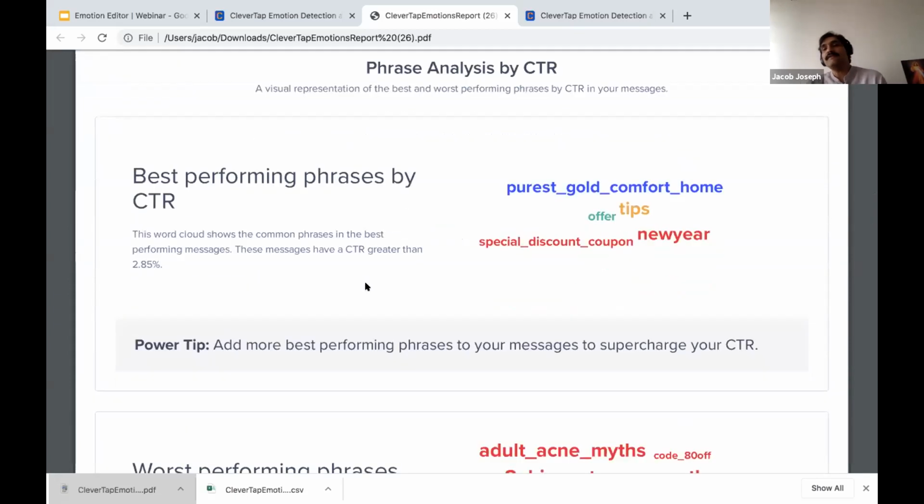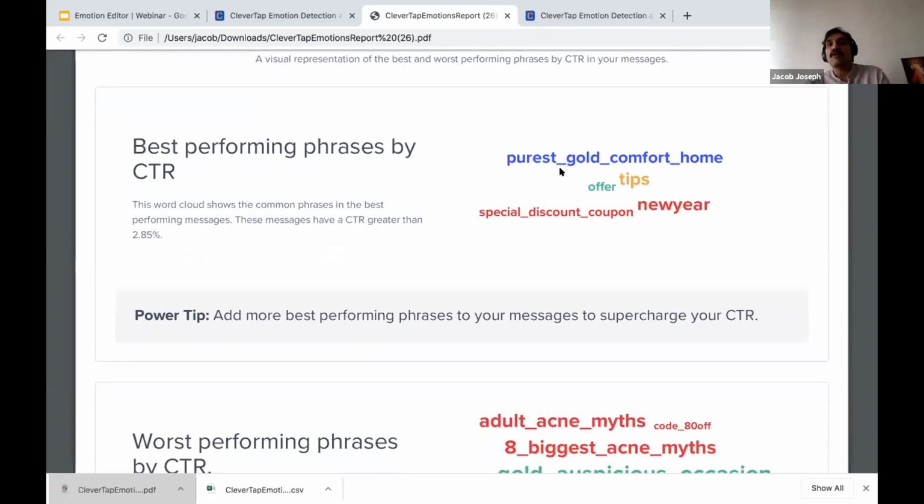Now this is interesting. What we do over here is we take your campaigns and rank them. The top 25 percentile, we look at those campaigns and we look at phrases which have occurred in those campaigns. Here it says that across those 40 campaigns, the top 25 percentile had a CTR of 2.85% and higher. And these phrases were occurring only in those top 25 percentile. They weren't occurring in the bottom 25 percentile. So these are the most positive phrases from the CTR side also.